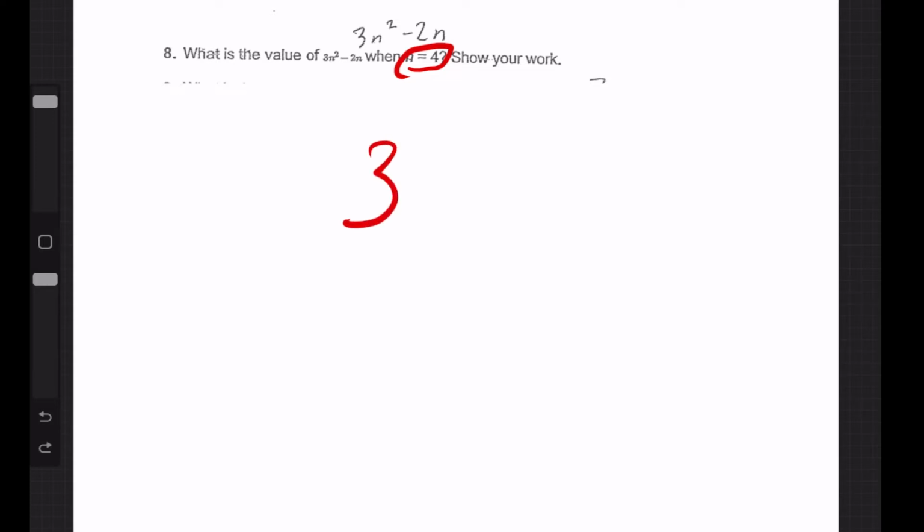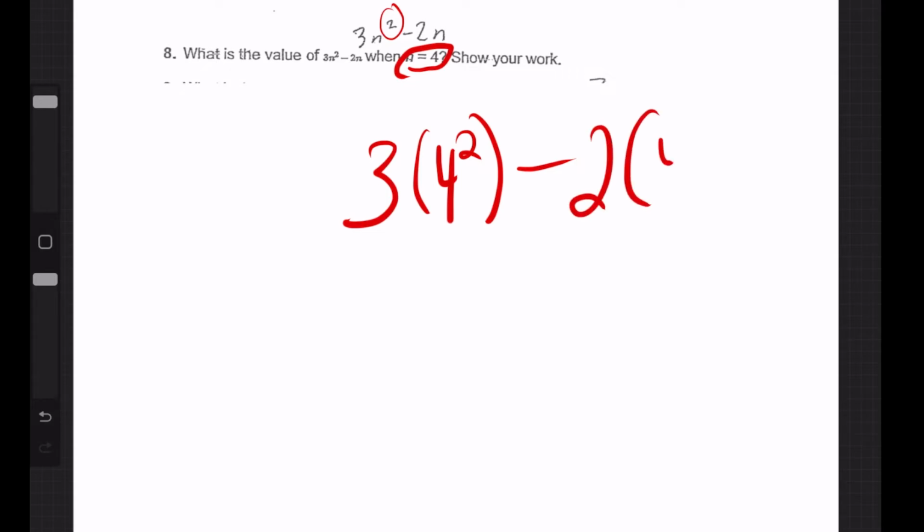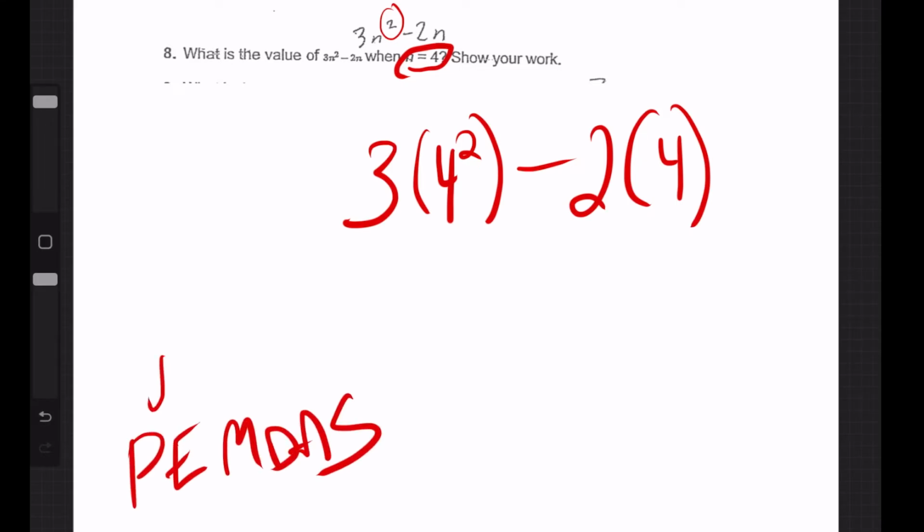We've got 3 times 4 raised to the second power. Don't forget about that exponent right there. Minus 2 times 4 by itself. That's our new equation. Then we want to jump into PEMDAS. Remember, we have to do the order of operations. First, are there any parentheses? Well, there are. We've got one right here with the 4 in it. There's nothing to do there. It's already down to one number.